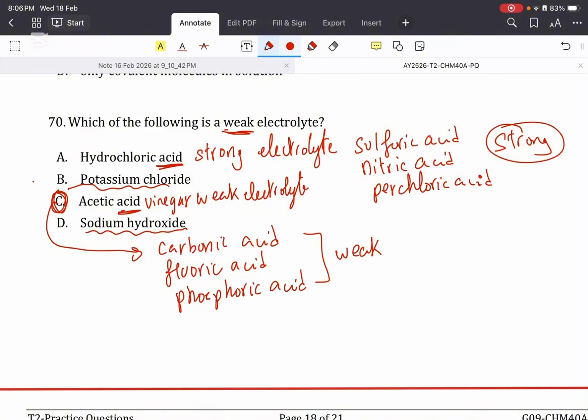Now remember the other examples that I gave. Carbonic acid, fluoric acid, and phosphoric acid, in terms of acids, are weak. But the others like hydrochloric acid, sulfuric, nitric, and perchloric are strong.